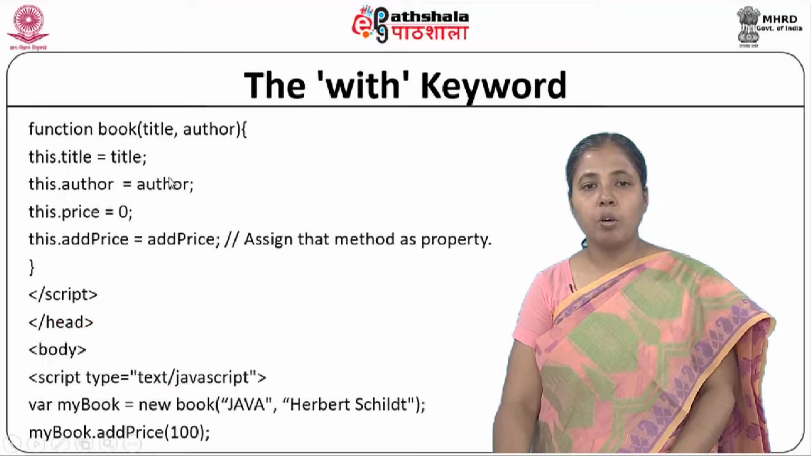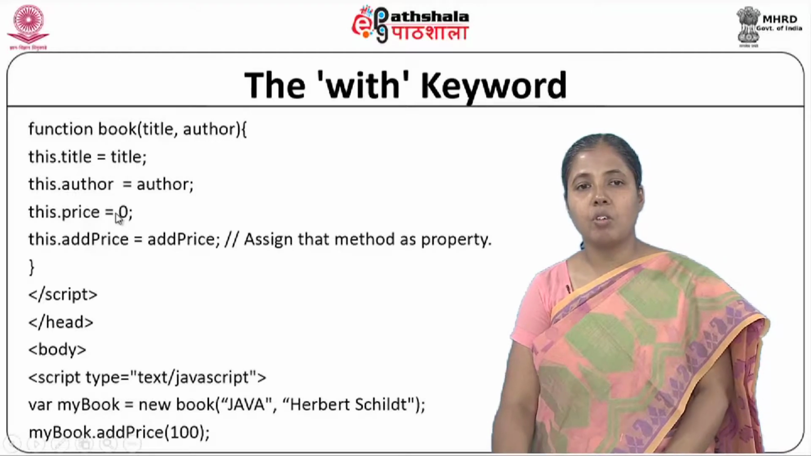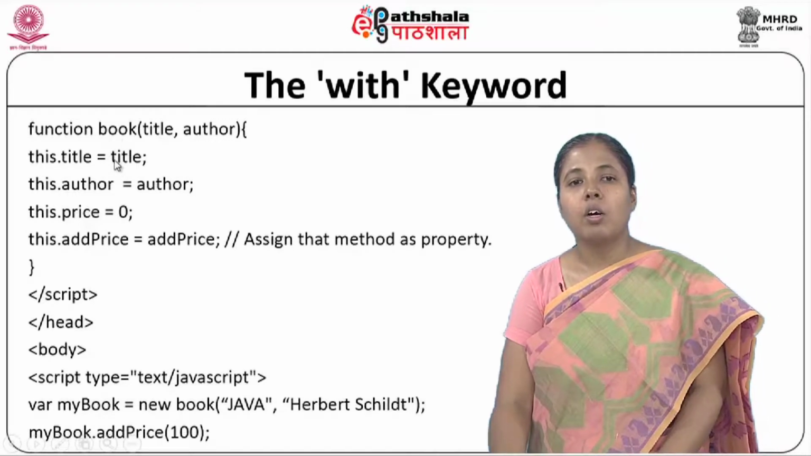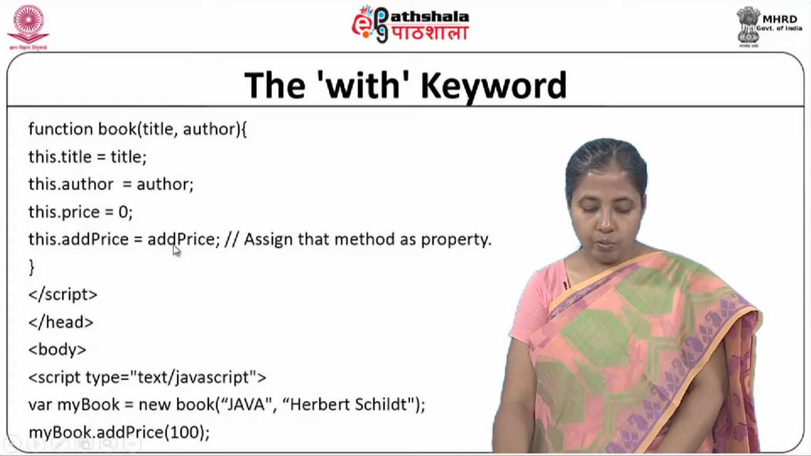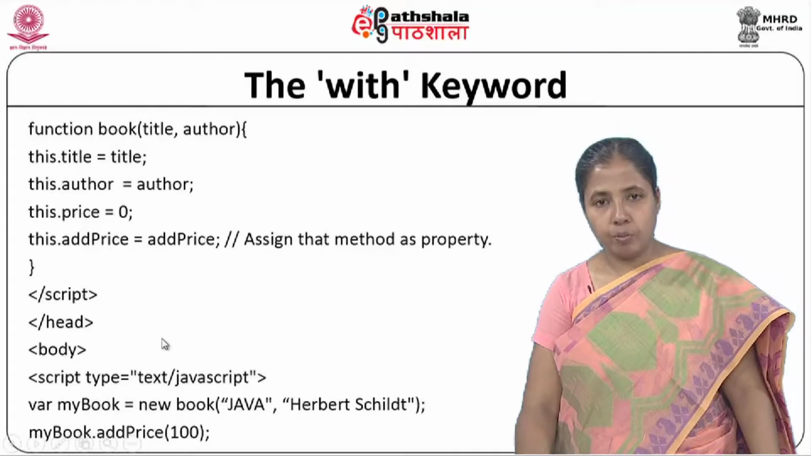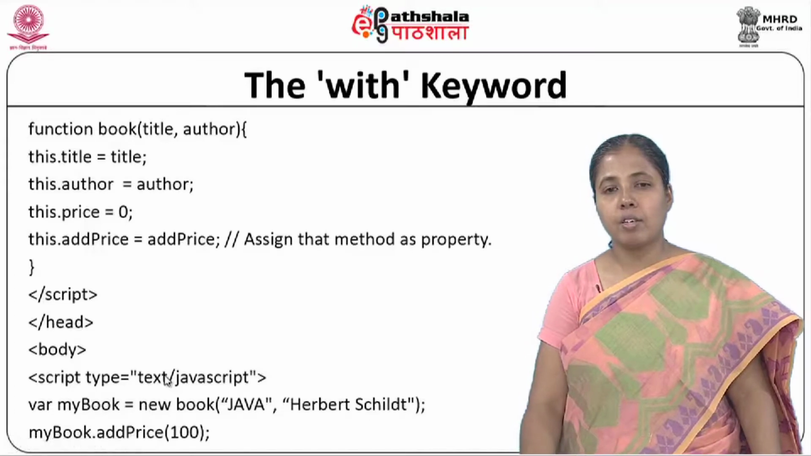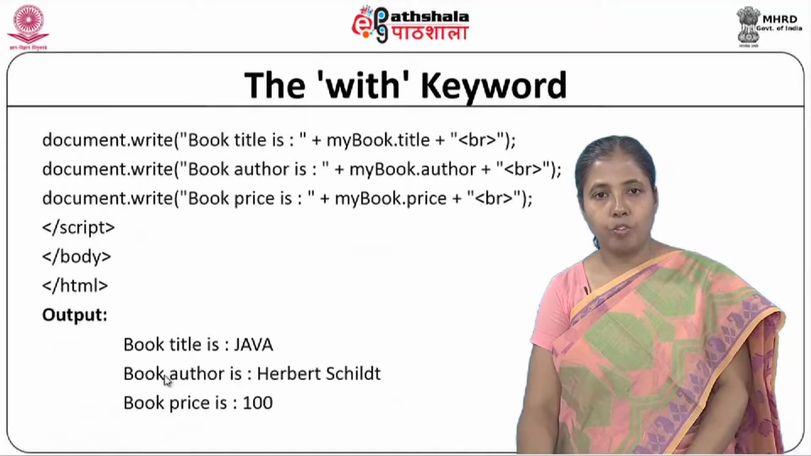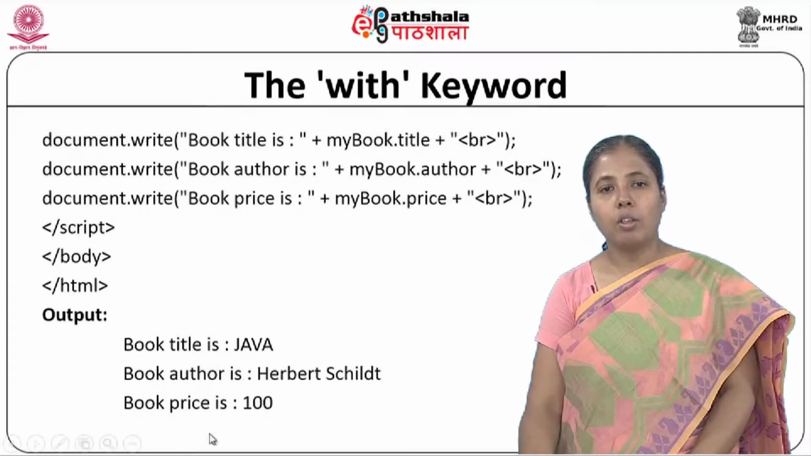Now, the same example that we have seen in the previous slide. This function book takes title and author assigned to the two properties, and price is made 0. This add price is actually assigned with a method. The add price method is defined, through which you assign the price to this property, and then this with keyword would actually take the default object and assign the value. So, the output of the code would be printed as title, author and the price.